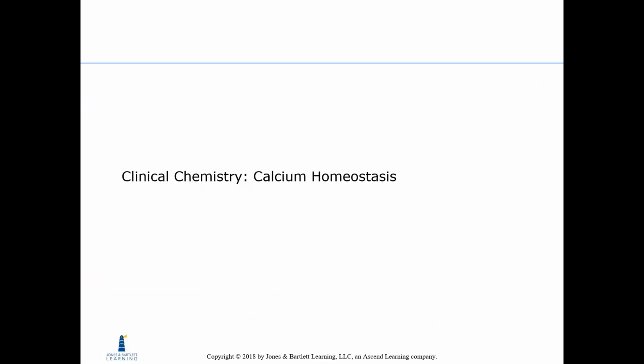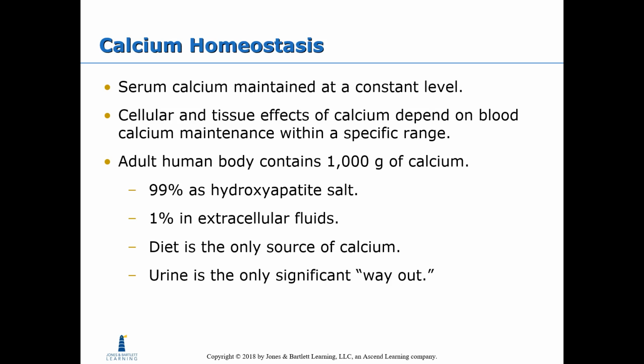Clinical chemistry, calcium homeostasis. Serum calcium is maintained at a constant level. Cellular and tissue effects of calcium depend on the blood calcium maintenance within a specific range. The adult human body contains 1,000 grams of calcium.